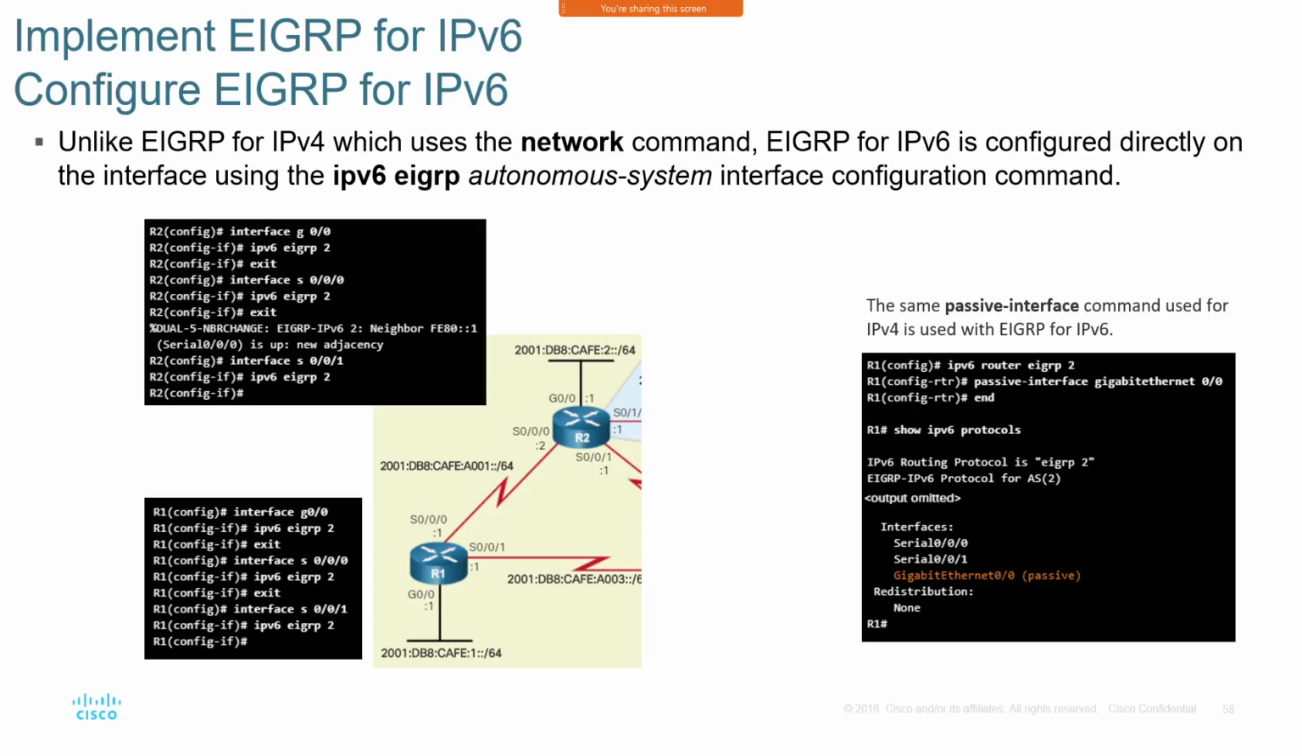That doesn't mean I don't want to actually advertise this network, because I want all the other routers to know about this network. So I still need to go to the interface itself and I still need to tell that this interface needs to be in the EIGRP table. So I still need to go there and specify ipv6 eigrp and then the autonomous system number. That step is still necessary.